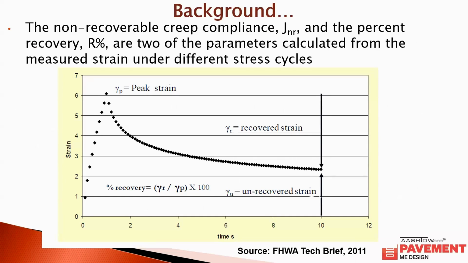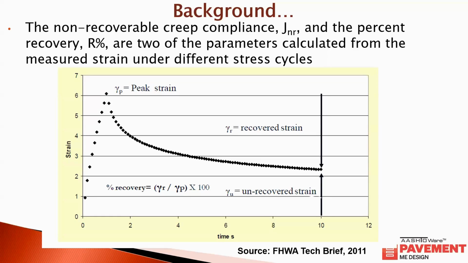Okay. So what we can get from this MSCR test: the two main parameters computed from the test are the non-recoverable creep compliance (Jnr) and the percent recovery (%R). These two parameters are calculated from the applied strain on the asphalt sample under different stress cycles. If you can follow this curve or graph, which is strain versus time, you can see that after the loading is applied for 1 second, there are 9 seconds of recovery period. During the 1 second, the asphalt sample reaches a peak strain, gamma P. And during the recovery period of 9 seconds, since asphalt is a viscoelastic material, some amount of strain is recovered and some amount of strain becomes unrecovered.